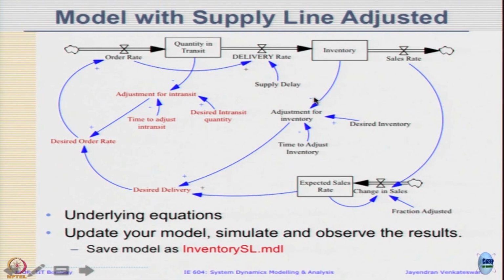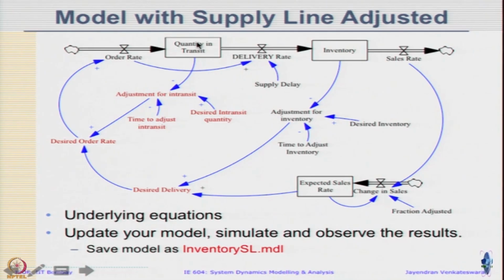You save it as a current model, inventory SL dot MDL, meaning the supply line is now considered. The inventory gap is removed; it is now called adjustment for inventory. They update the equations for that adjustment for inventory. Then we have the desired delivery, which is now the sum of adjustment for inventory and expected sales, and everything in red represents the decision making to include the information about quantity in transit.